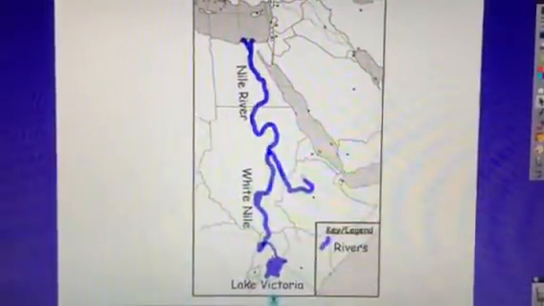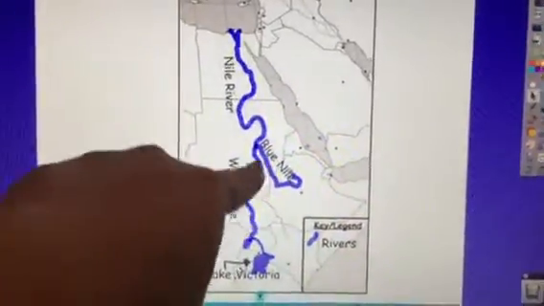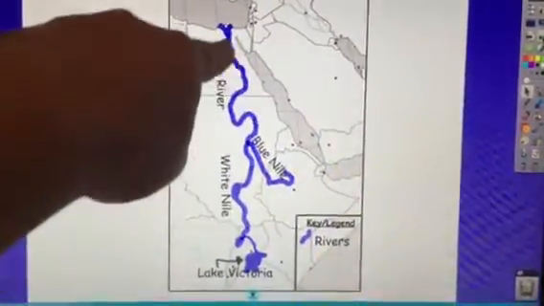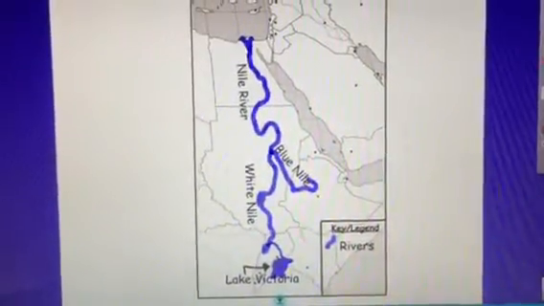You also have the White Nile and the Blue Nile. These two rivers converge to form the Nile River. And like I said, this river is the longest river in the world. You can see it from space.